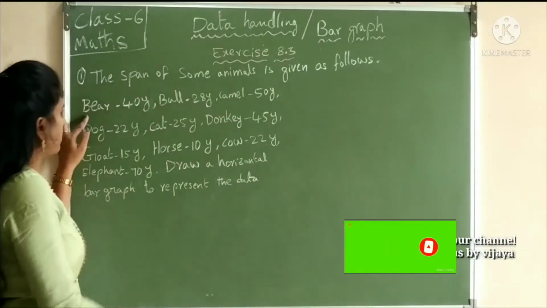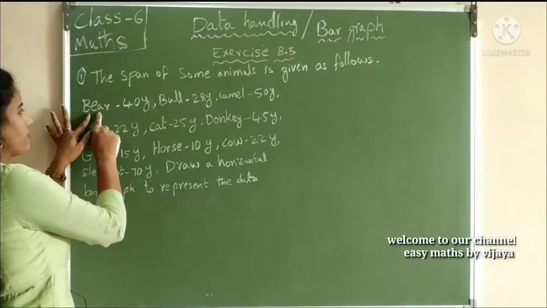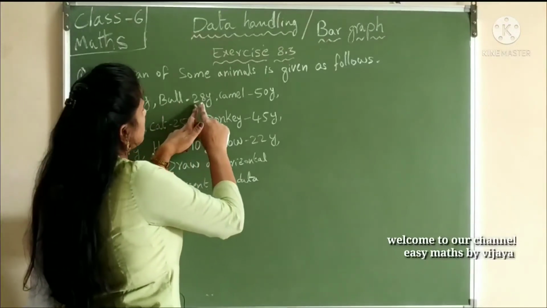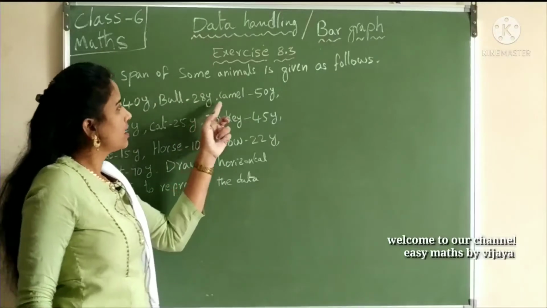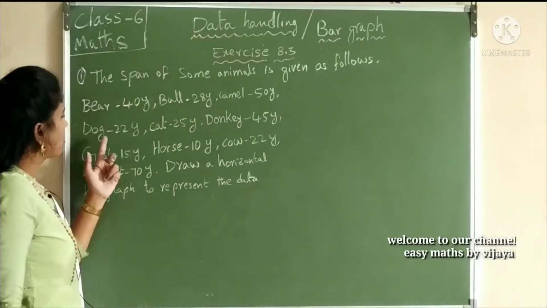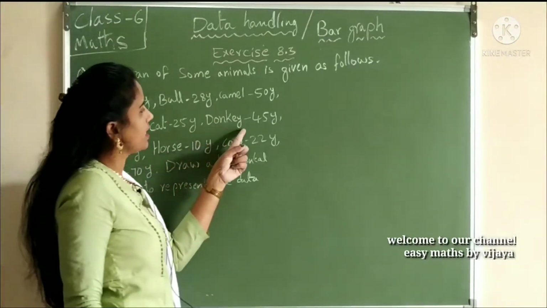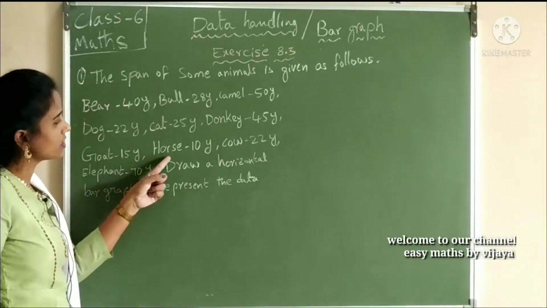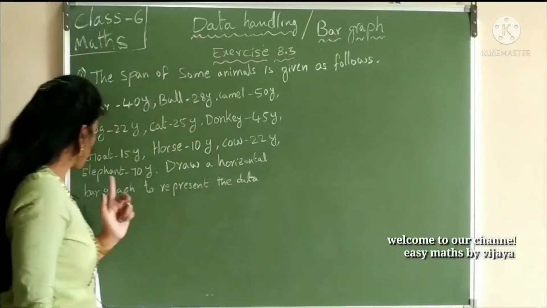See, bear. The bear's lifetime is 40 years. Bull's lifetime is 28 years. Span is nothing but lifetime. Camel is 50 years. Dog is 20 years. Cat 25 years. Donkey 45 years. Goat 15 years. Horse 10 years. Cow 22 years.